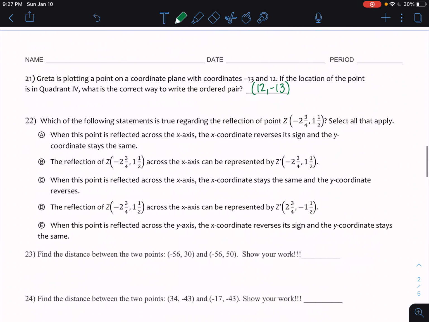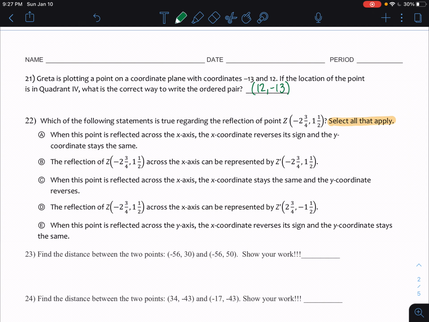Number 22 says, which of the following statements is true regarding the reflection of point Z, which is -2 3/4, 1.5. Again, we have a select all that apply. So all the answers that are correct, please circle them.